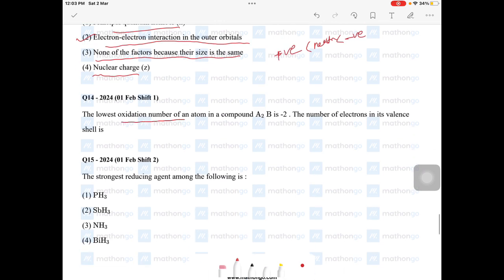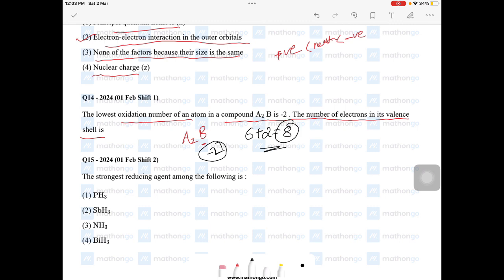The lowest oxidation number of an atom in compound A2B is -2. The number of valence electrons in its valence shell is? See students, here A2B, so central atom B has oxidation number -2. It means it contains 6 electrons. When it gains 2 electrons, then it will show -2. When it gains 2 electrons, then it contains 8 electrons in the valence shell. That's why the number of valence electrons in central atom B is 6.